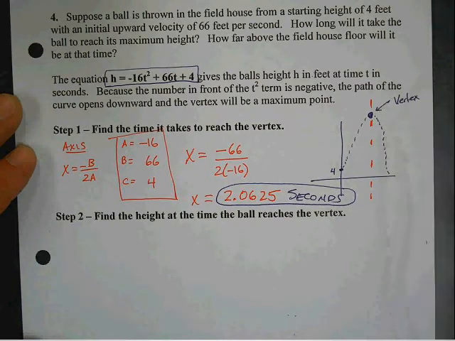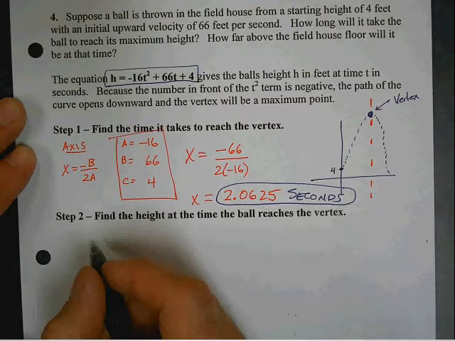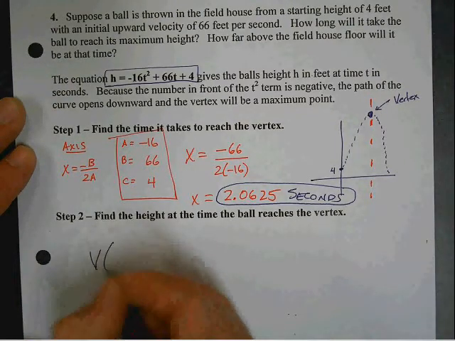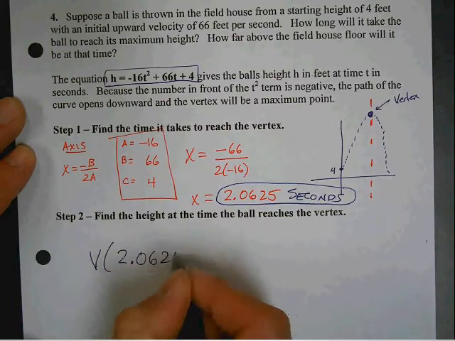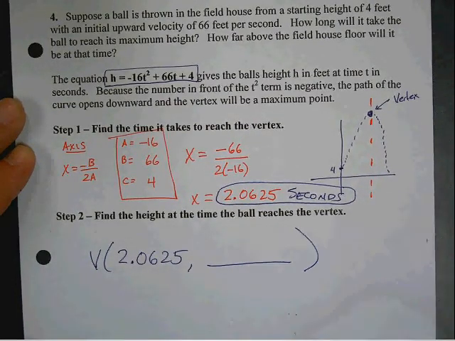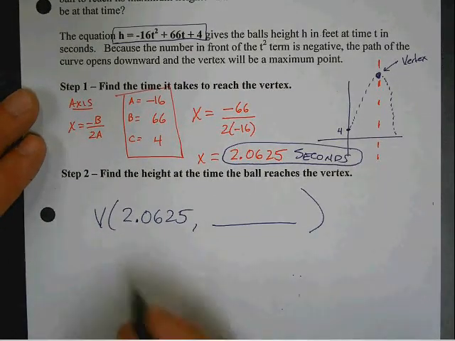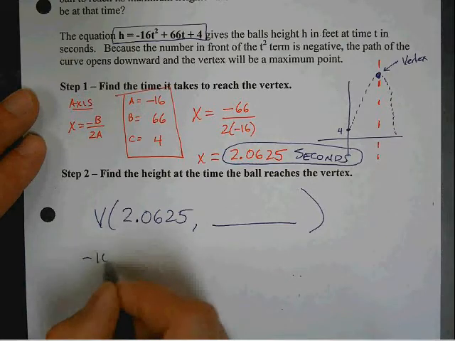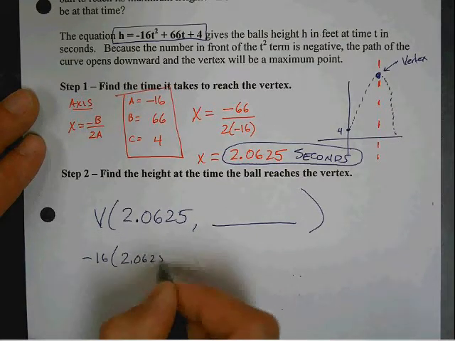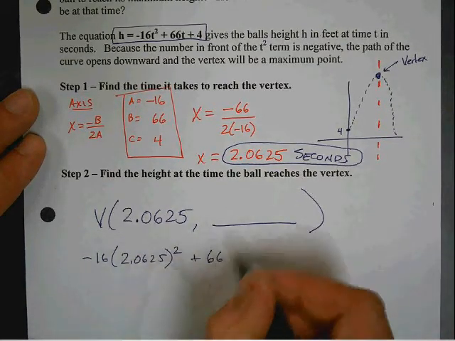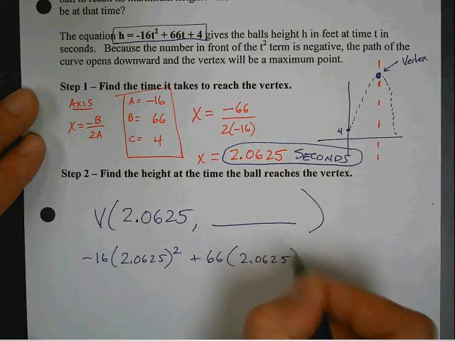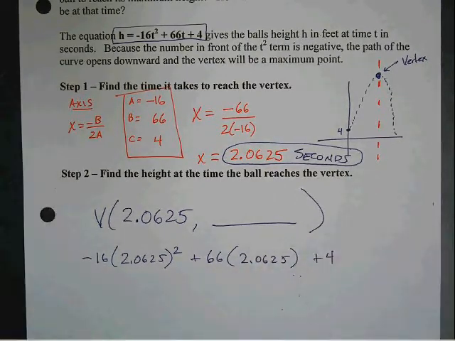Then I have to find the what? The y-intercept. The vertex. I got to find that peak. So let's think here. Wow, I'm going to need a calculator. Negative 16 times 2.0625 squared plus 66 times 2.0625 plus 4. Plug that in, everybody. Crunch it out. See what you get. Can't do this in your head. This is where you need a calculator.